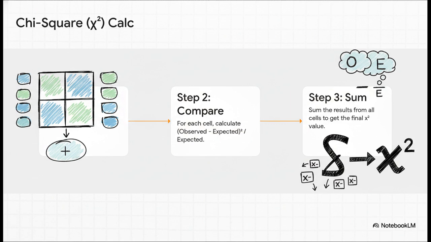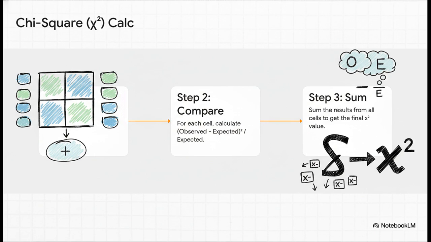Step 1, we have to figure out the expected value. The formula is simply row total times column total divided by the grand total. So for that box, it's 20 times 16 divided by 50, which gives us 6.4. That's the number of plants we'd expect to see in that box if it was all just random chance.